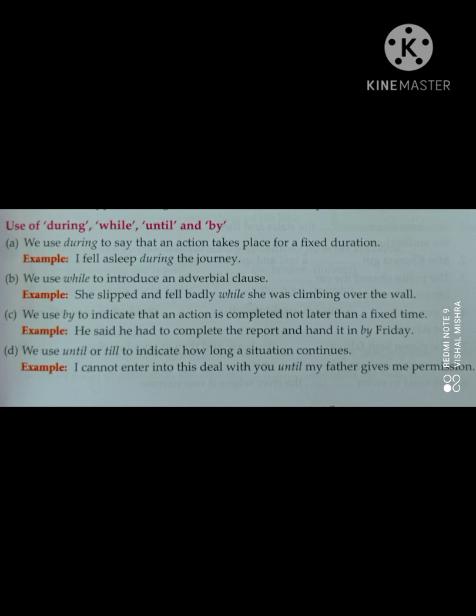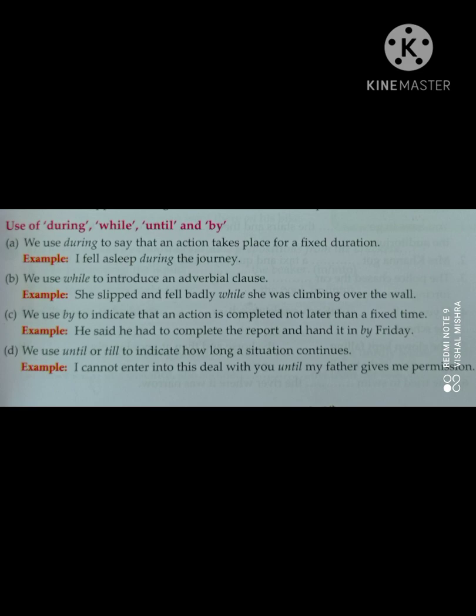During, while, until and by. Let's know what is the use of these particular words. We use during to say that an action takes place for a fixed duration. It means for a fixed duration you have to use during. For example, I fell asleep during the journey.